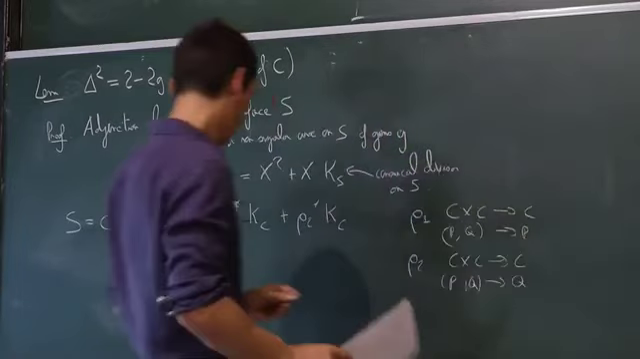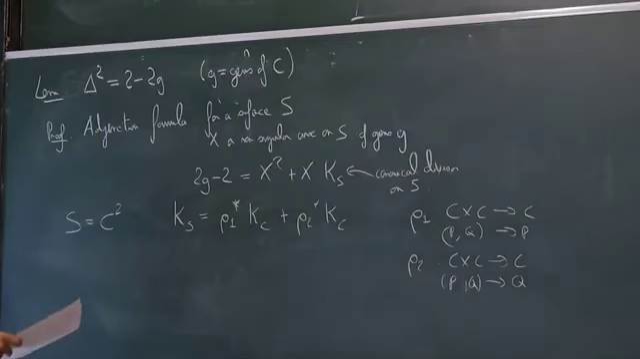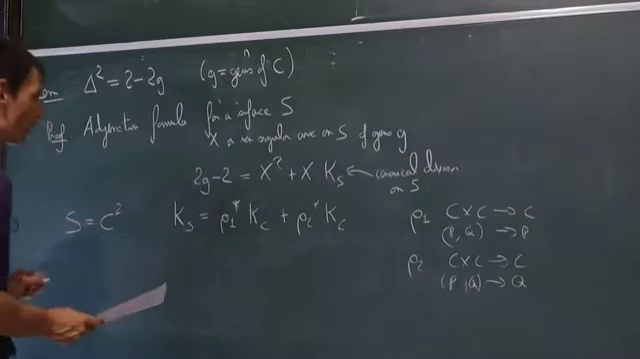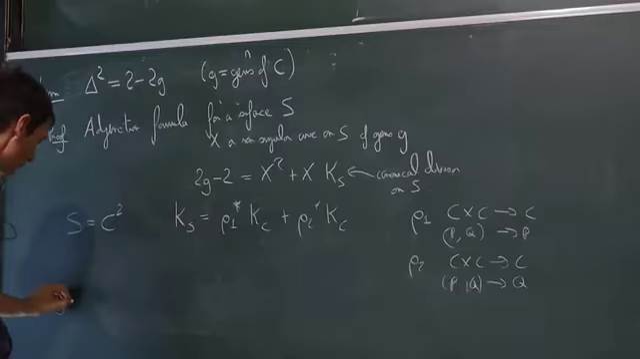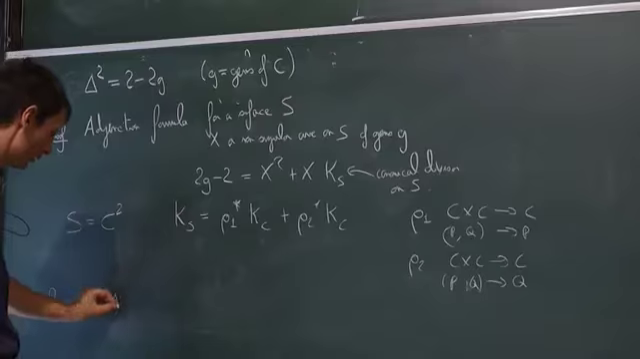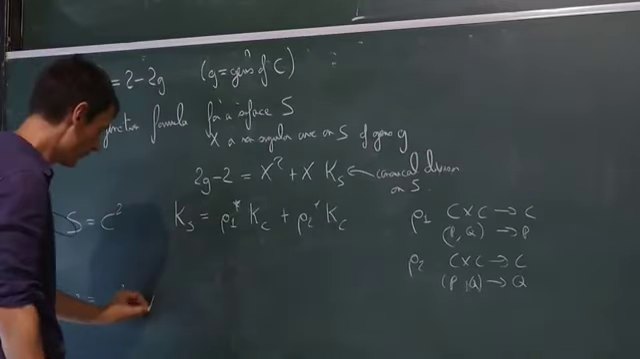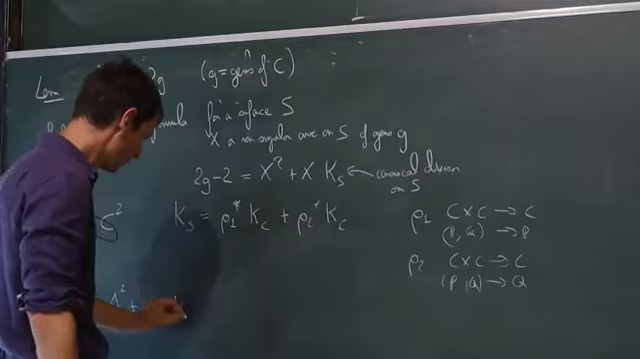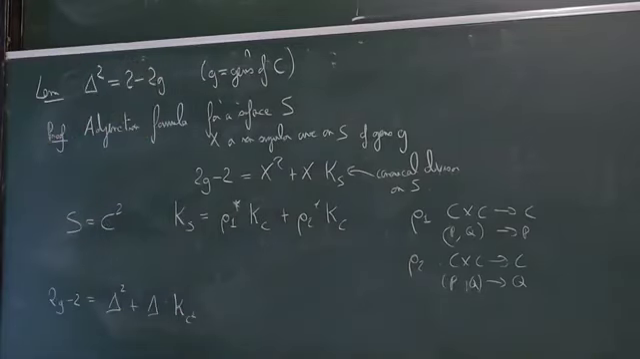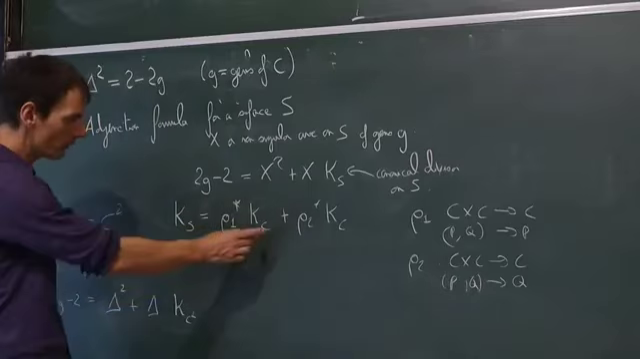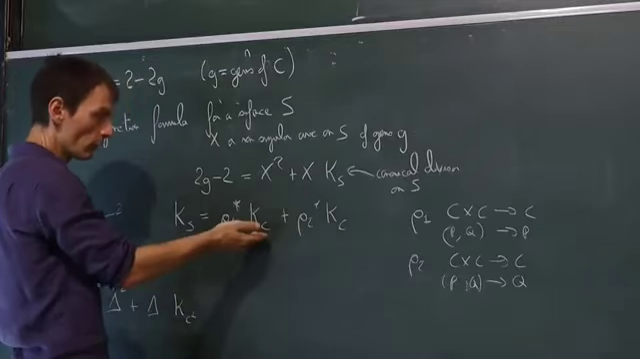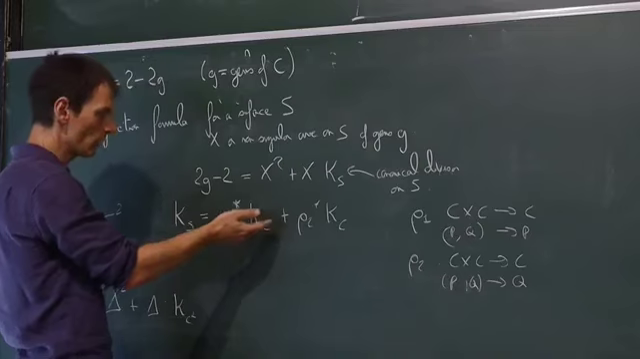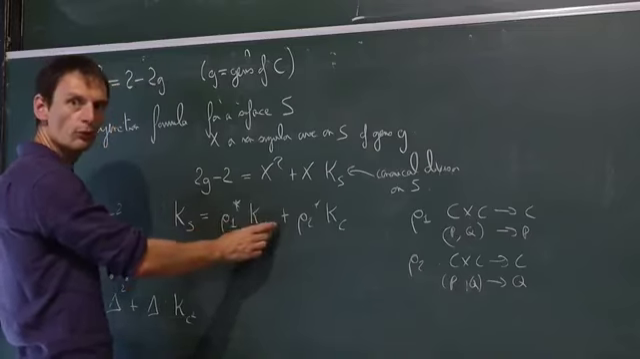Okay? All right. So let's use this beautiful formula with x being the diagonal delta. So 2g minus 2 is delta square plus delta times k c2. So that's what we are looking for, and now we have to compute this. But k of c is a divisor on the curve. So it's just a sum of, we know the degree of k of c is 2g minus 2, so it's the sum of 2g minus 2 points.